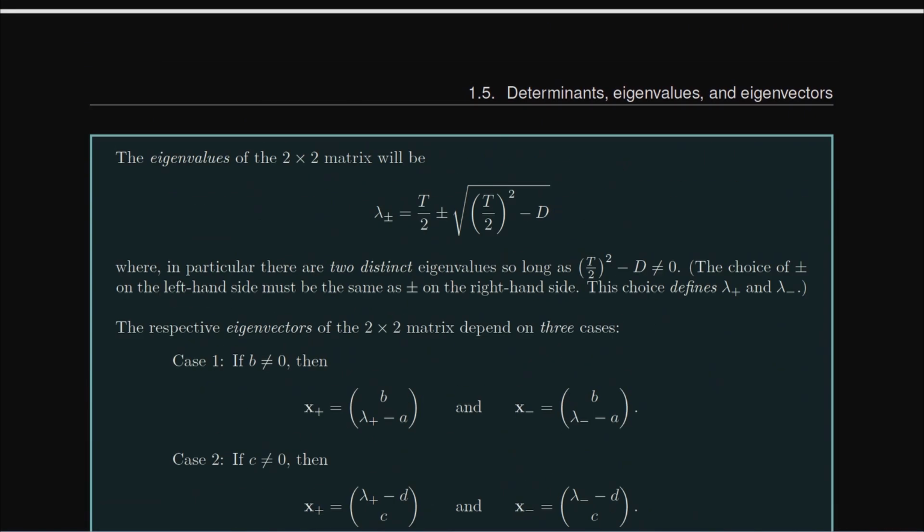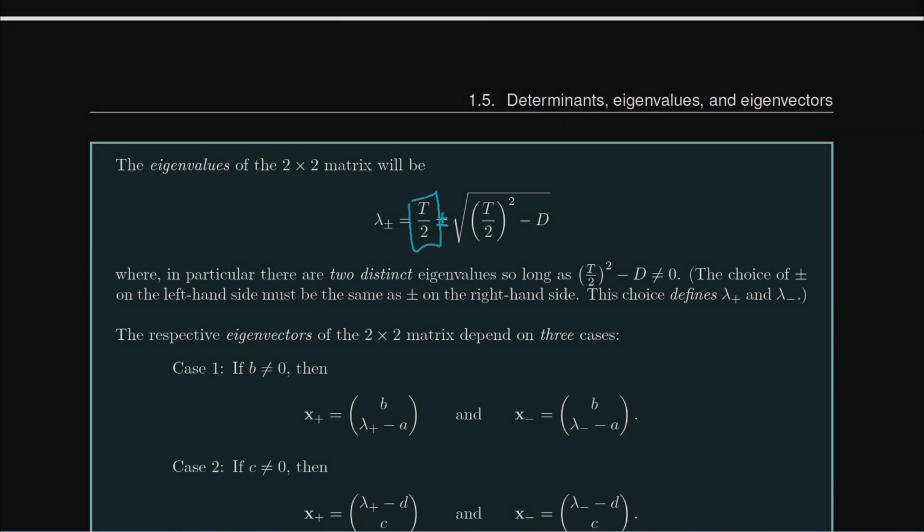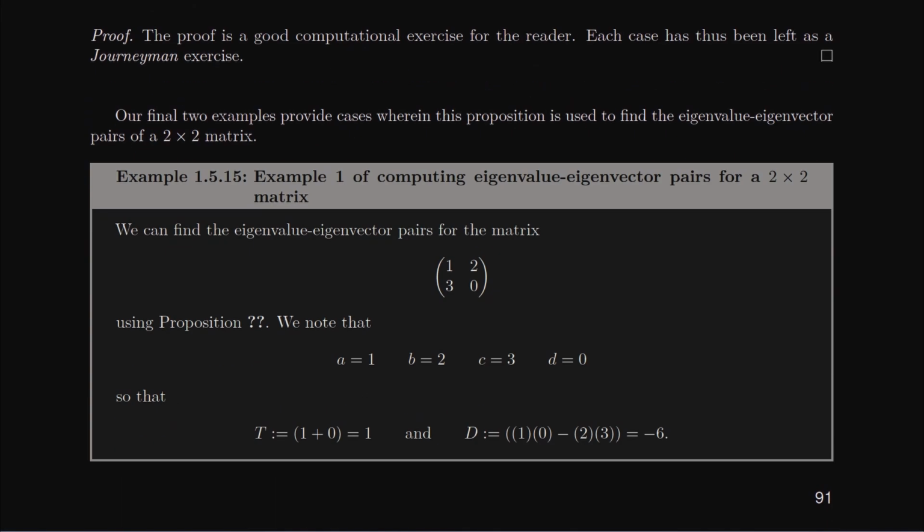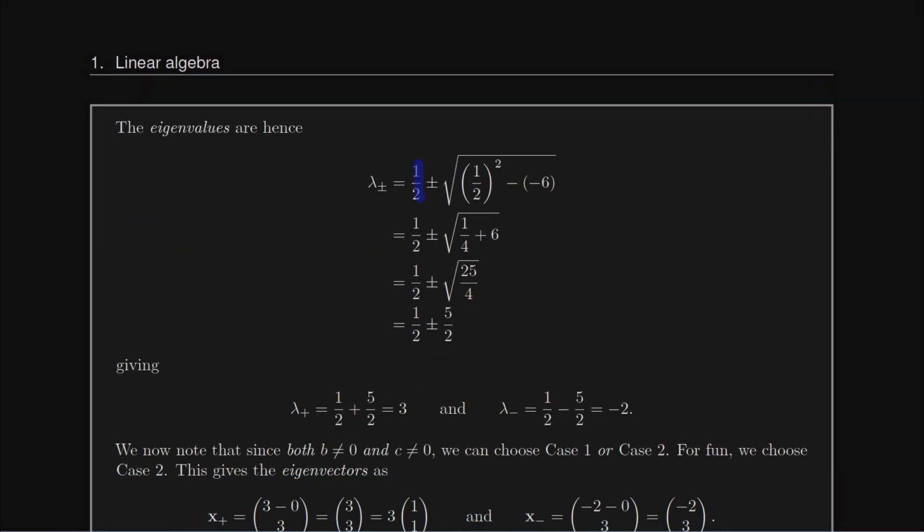We're then going to just use the formula given right here: trace over 2 plus or minus root of trace over 2 squared minus the determinant. We determined our trace was 1 and our determinant was negative 6. And so we'll have trace over 2, which is 1/2, plus or minus the square root of trace over 2 squared minus the determinant. The determinant was negative 6. Now we're just going to evaluate everything out. 1/2 plus or minus root of 1/4 plus 6. Well, 6 happens to be 24/4, so we get 25/4 in the square root. 25 has square root 5, 4 has square root 2, so we get 1/2 plus or minus 5/2. If we choose the plus half, 1/2 plus 5/2, the 6/2 is 3, that's our first eigenvalue. If we choose the minus half, 1/2 minus 5/2 is negative 4/2, which is negative 2.